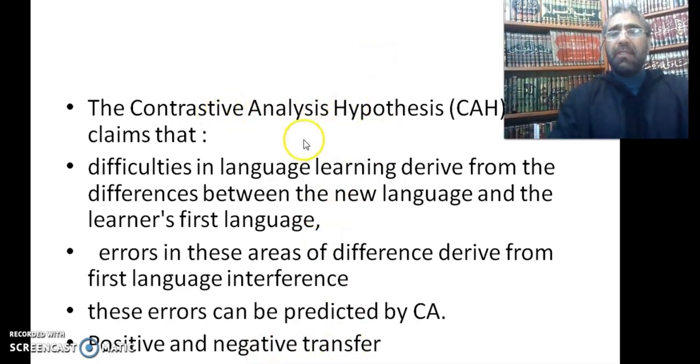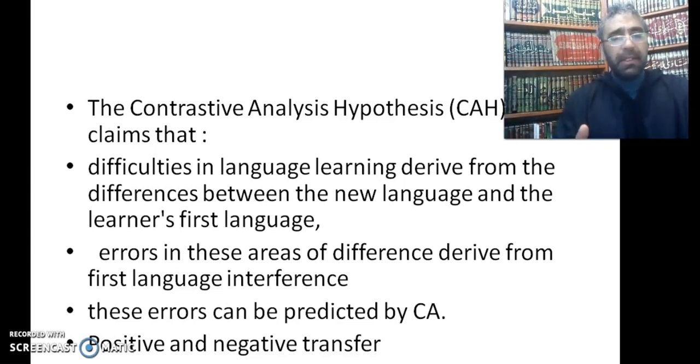Now, contrastive analysis hypothesis claims that when you're learning an alto, you will transfer your L1 rules, the rules from your L1, to the new learning situation. And so, if the rules that you transfer from your L1 to the alto happen to be areas of similarity between the two languages, that would be called positive transfer, and that will enhance and speed up the learning process.